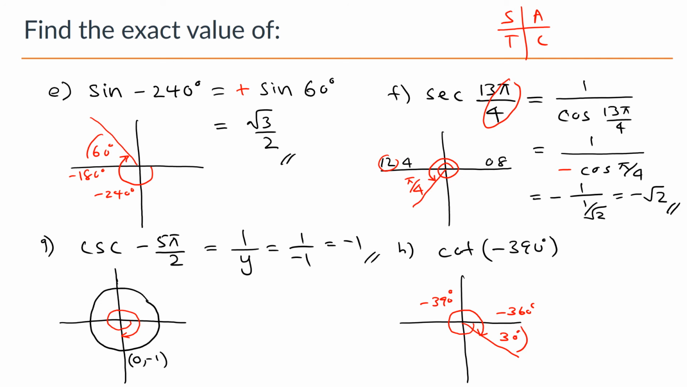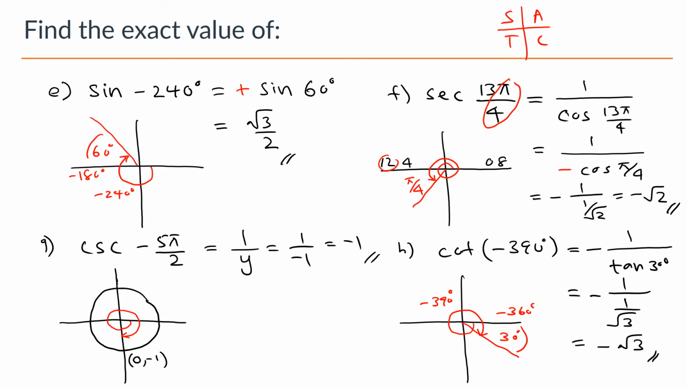30 degrees, always positive. The reference angle is always positive. It's in the fourth quadrant, where cotangent is negative. So this is negative, and this is a cotangent, so it is 1 over the reference angle, which is tan 30. So negative 1 over tan 30 means 1 over square root 3. It is 1 over 1 over, so it's going to be negative square root 3.